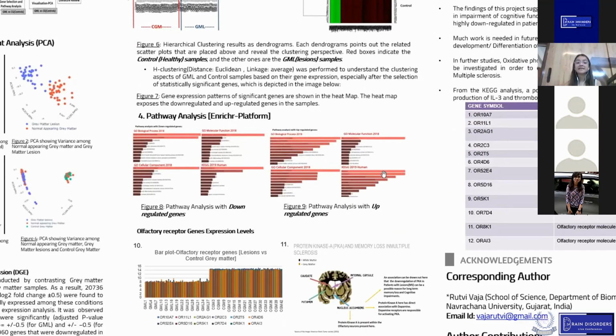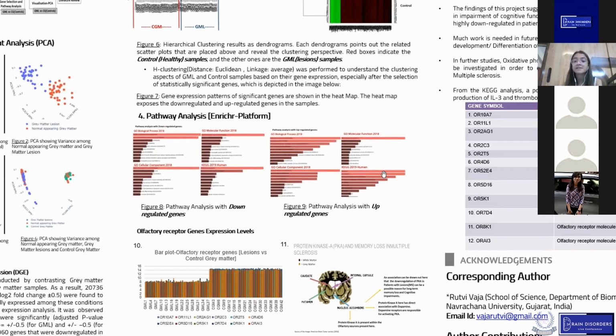I further went ahead and did a pathway analysis using the Enrichr platform. For the pathway analysis, I segregated my differentially expressed genes and then uploaded them on the Enrichr platform. Using that, I got the involvement of specific upregulated or downregulated genes in specific biological pathways that were affecting patients of multiple sclerosis. For the upregulated pathways, one of the most affected was the hematopoietic stem cell lineage pathway. And for the downregulated pathways, one of the most affected was the olfactory transduction pathway.